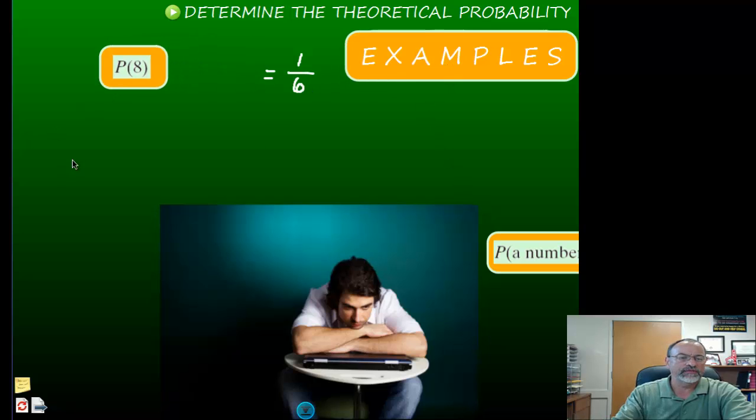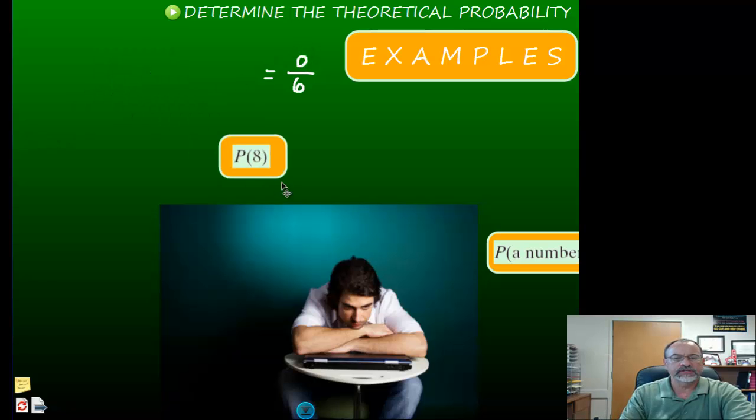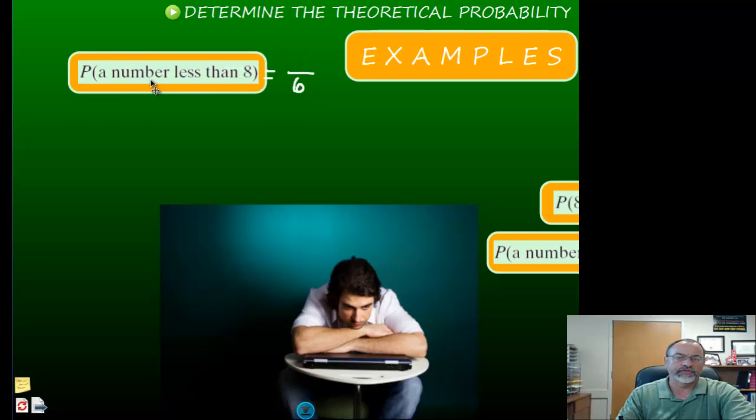Okay, let's do one more. What's the probability of getting an 8? Well, again, my sample space is a 6. How many 8s are there? None. So 0 over 6 is 0. So remember, what does 0 mean? The event is impossible to happen, and it is impossible to get an 8 if you're rolling a number cube that only has the numbers 1 through 6 on it.